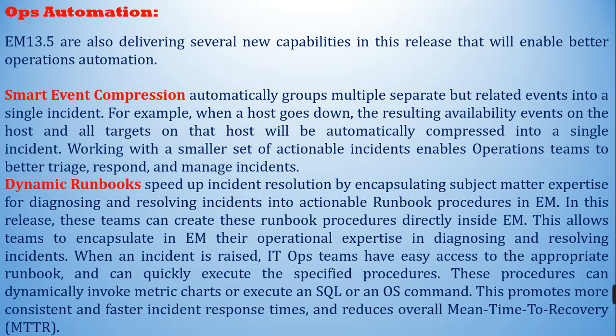So, ops automation, next one. EM 13.5 is also delivering several new capabilities in this release which will enable better operations automation. Smart event compression automatically groups multiple separate but related events into a single incident. For example, when a host goes down, the resulting availability events on the host and all targets on the host will be automatically compressed into a single incident. Working with a smaller set of actionable incidents enables operations teams to better triage, respond to and manage incidents.